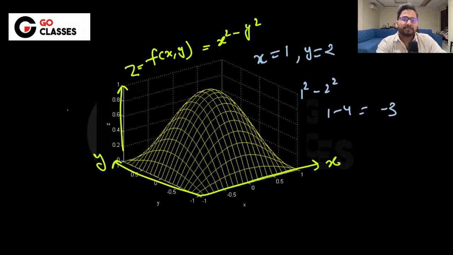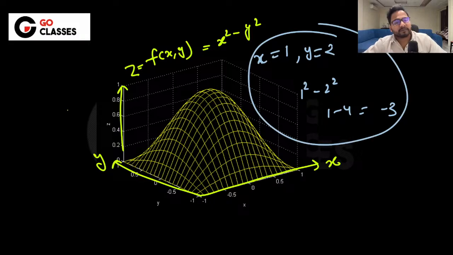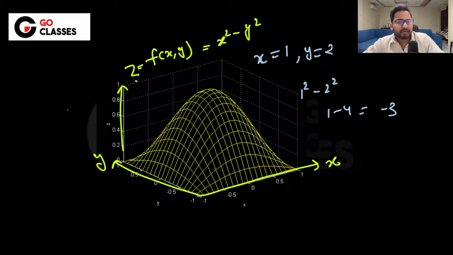Now similarly, for different values of x, there will be different values of z, right? If x is this and y is this, then z is something like that. There are different possible values of z. So basically the curve will look like this.